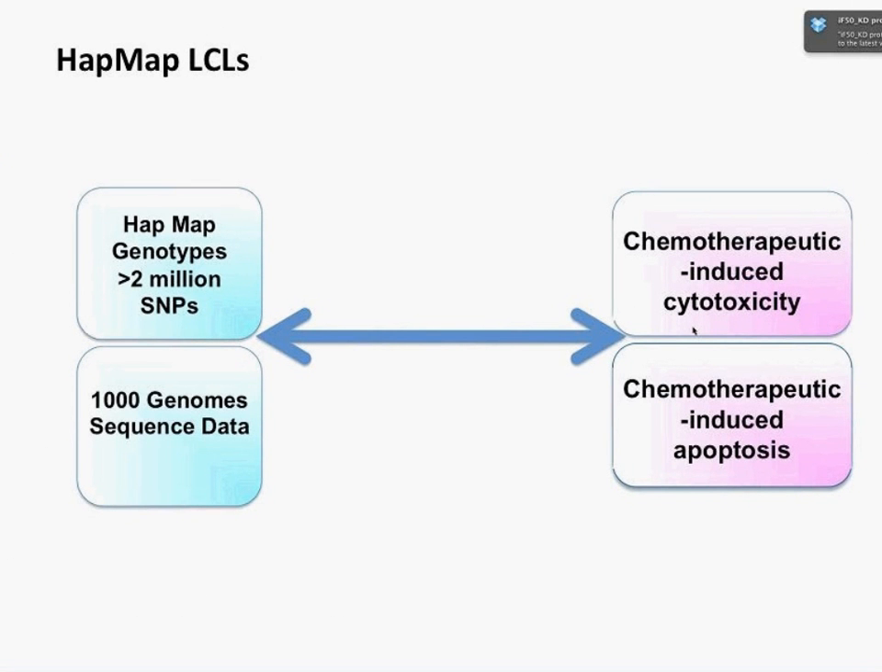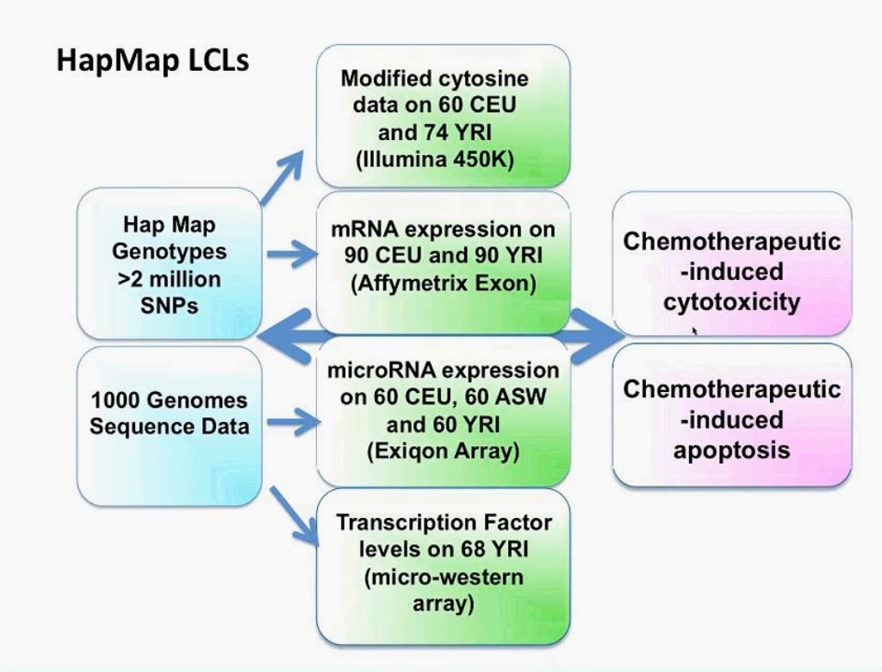And so just to give you an idea, if we do a GWAS study between HapMap SNPs and chemotherapeutic-induced cytotoxicity or apoptosis, and we have all of this other data that's available for these cells, which includes modified cytosine, mRNA expression, microRNA expression, you can begin to get at which genetic variants function through their effect on gene expression. Are they regulatory SNPs? Are they SNPs that are important in controlling post-transcriptional regulation or transcription factors and so forth?